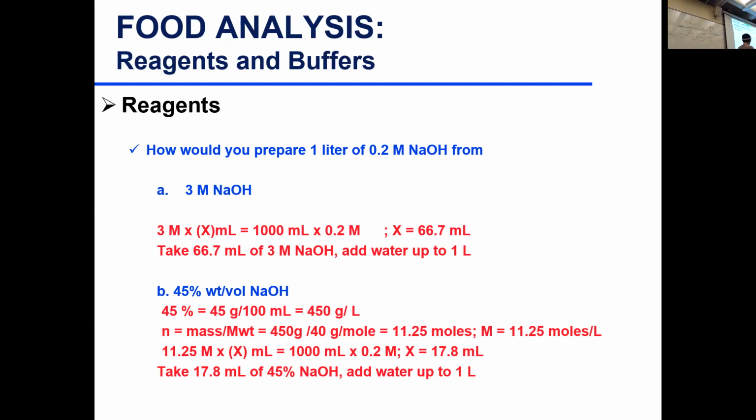So like I said, we convert to per liter, and then we convert the mass to moles, and we get 11.25 moles, which is molarity per 1 liter, which we already converted to 1 liter. And once we have that, then we apply the equation, and then it would be 17.8 milliliters, and make up to volume.